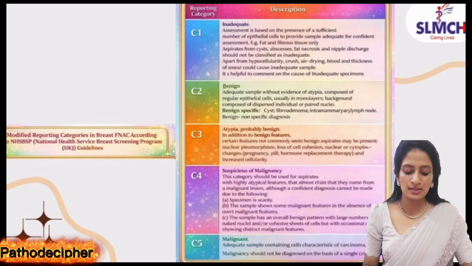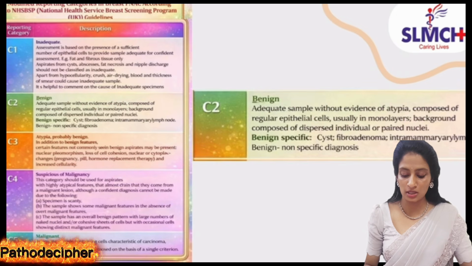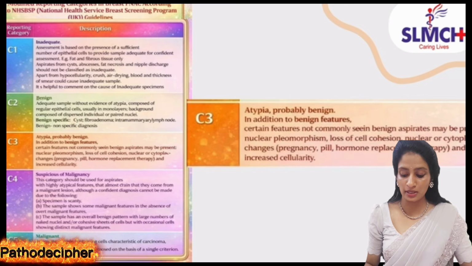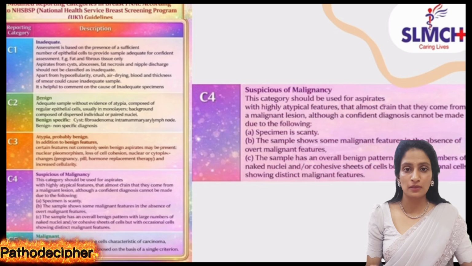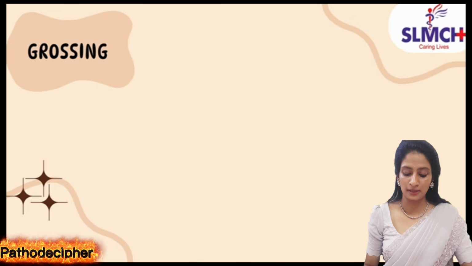And these are the latest guidelines according to NHSBSP. We categorize it into C1, that is inadequate, C2, that is benign, C3, that is atypical, probably benign, C4 is suspicious for malignancy, and C5 is malignant. So this is the category of the reporting system.